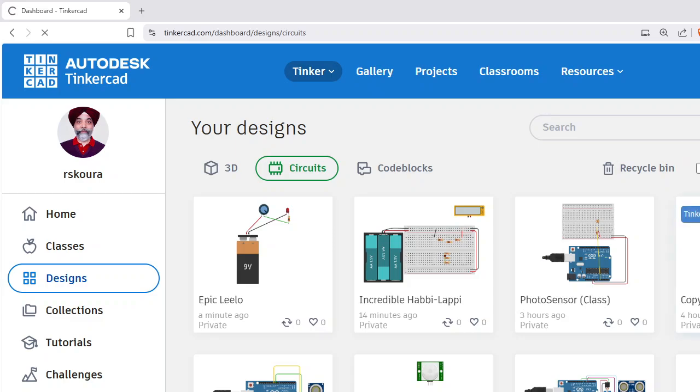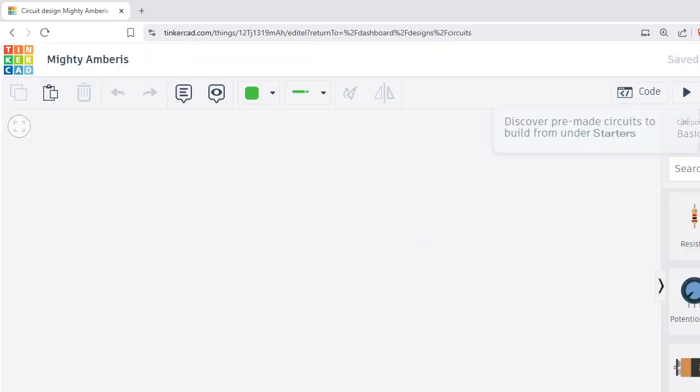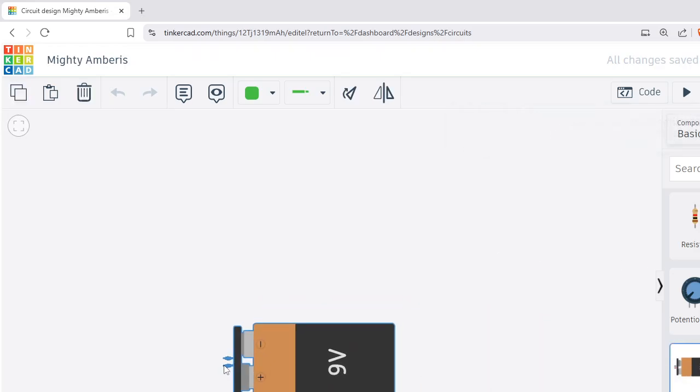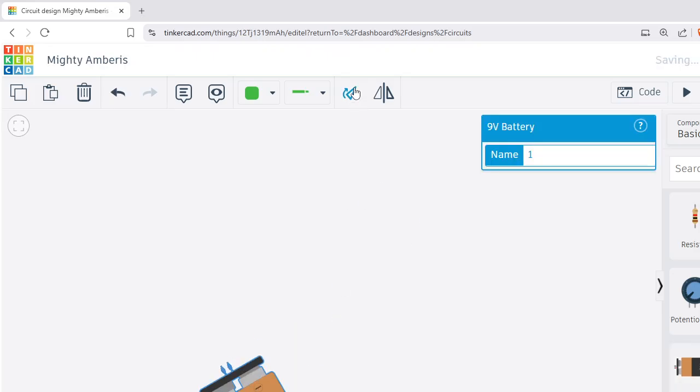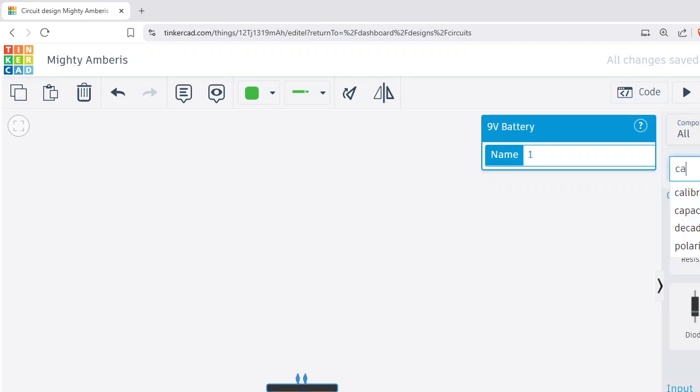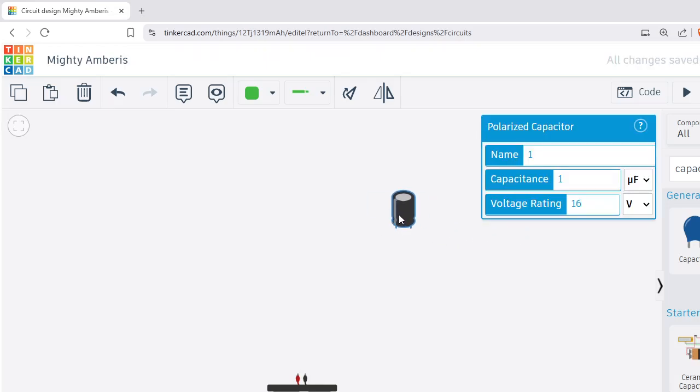What do we do next? Capacitors. We use a capacitor. Okay, let us use a capacitor. Let us see the working of a capacitor. I told you we will see the working of the capacitor. Let's have the electrolytic one. Polarized capacitor. Okay.